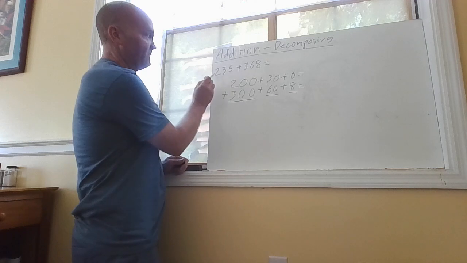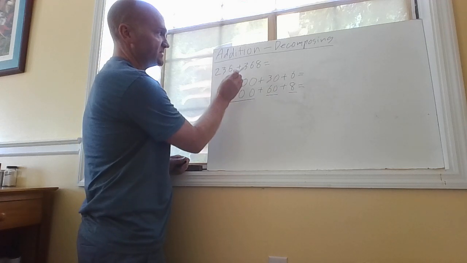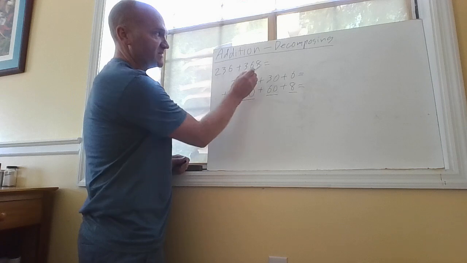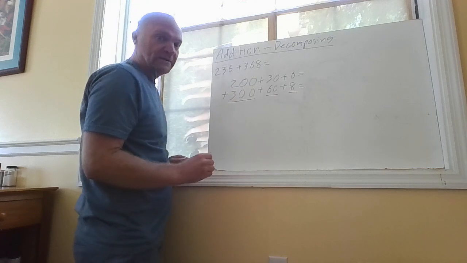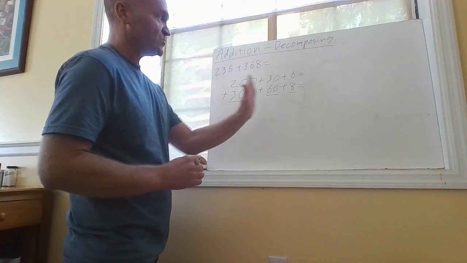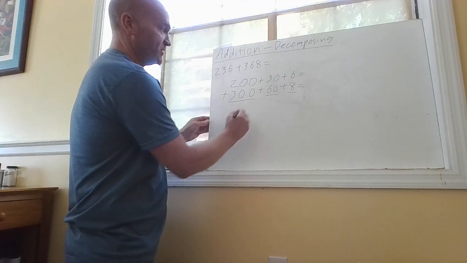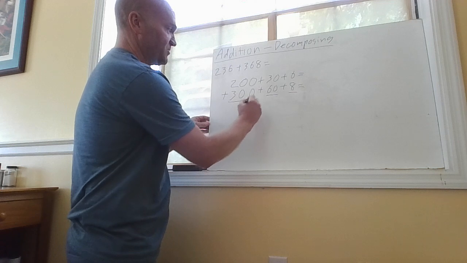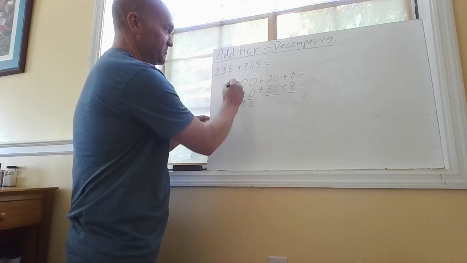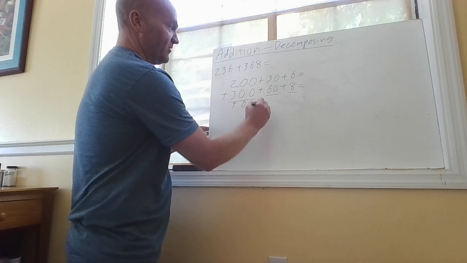So you can see here, I've got the 200, the 30, and the 6. Here I've got the 300, the 60, and the 8. And now what I'm going to do is I'm going to add together these three different components. So I'm going to add 200 plus 300. So we have 0 and 0. 0 and 0 equals 0. 2 plus 3 equals 5. So I have 500 there.